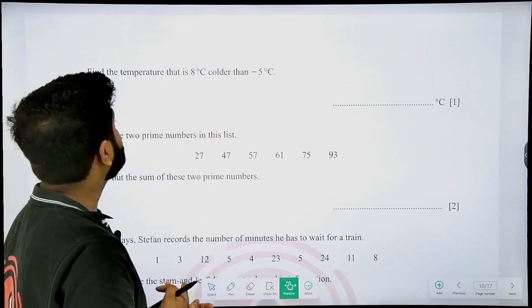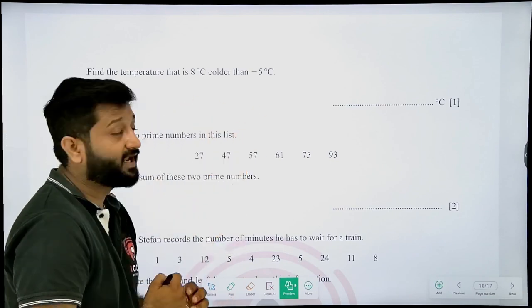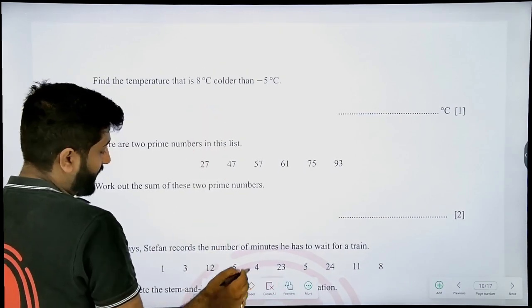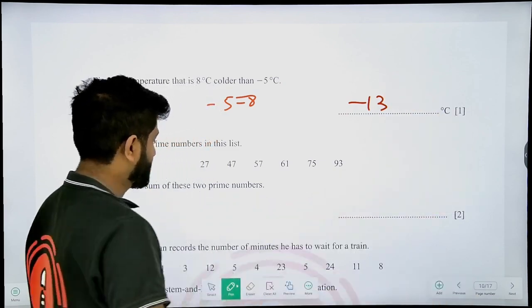Find the temperature that is 8 degrees Celsius colder than negative 5. 8 degrees Celsius colder than negative 5, which means, sorry, I'll have to do minus 5 minus 8. So minus 13 degrees Celsius.